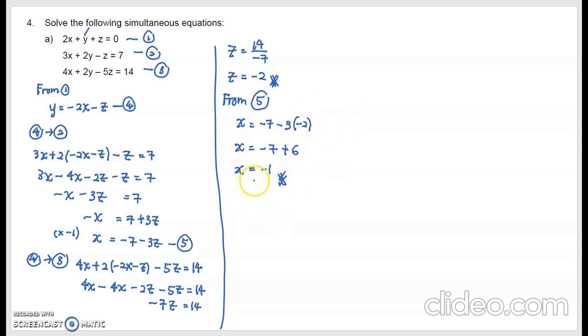Finally, now we have x and z. Now I can find the value of y. So from equation 4, y is equals to negative 2 times x, which is negative 1, minus z, which is negative 2. So here is positive 2, negative 2 times negative 1 is positive 2, negative negative is positive, plus 2. So our y is 4. So we have the value of y, x, and z.